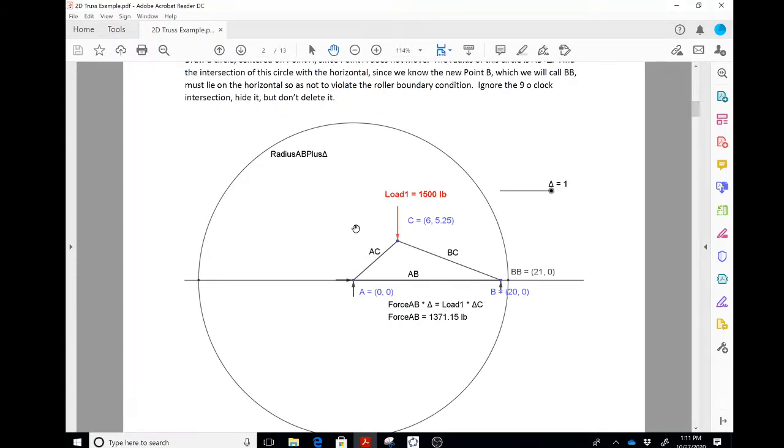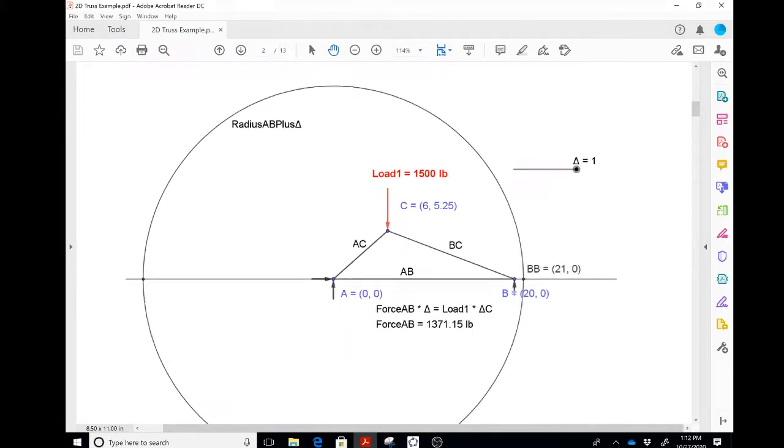Well, I drew a circle around A. Since I'm looking for force AB, I need to elongate that bar by delta. And here delta is 1. And I know A is not moving, so I draw a big circle centered on A of radius AB plus delta. And as I said in the onset, B cannot move vertically, so B is somewhere on this horizontal axis, and here it is. It's at 21, which makes perfect sense.